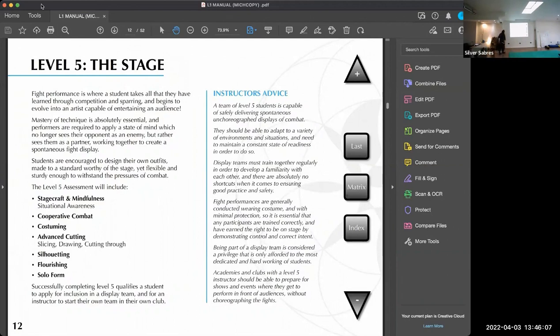Level 5. Fight performance is where a student takes all that they have learned through competition and sparring and begins to evolve into an artist capable of entertaining an audience. Mastery of technique is absolutely essential, and performers are required to apply a state of mind which no longer sees their opponent as an enemy, but rather as a partner, working together to create a spontaneous fight display.